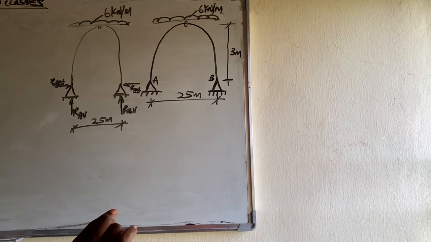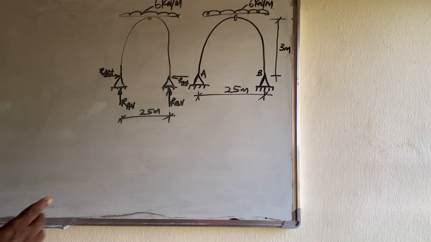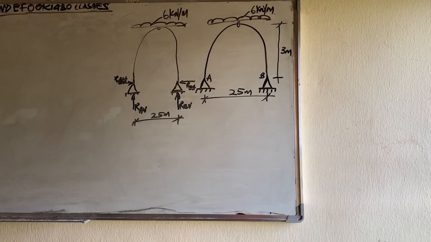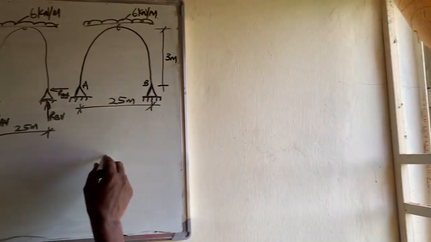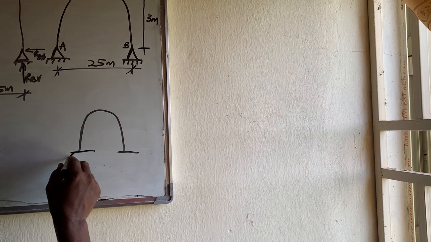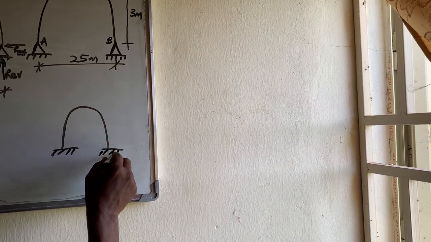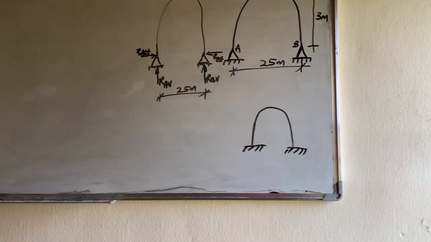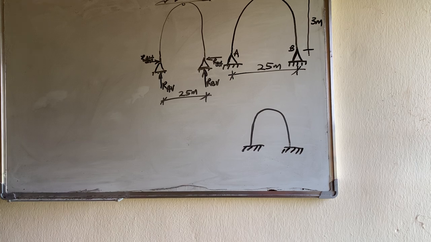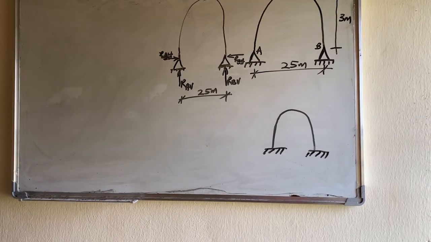We have arches that are determinate and arches that are indeterminate. We have what we call hingeless arches. Arches that are like this are said to be hingeless. It has no hinge. Such arches are indeterminate. There's no hinge in them.